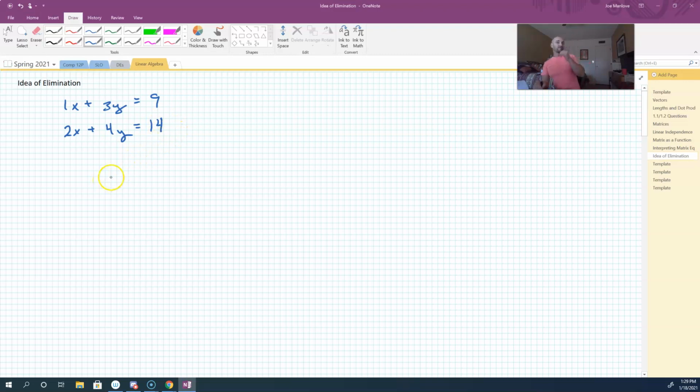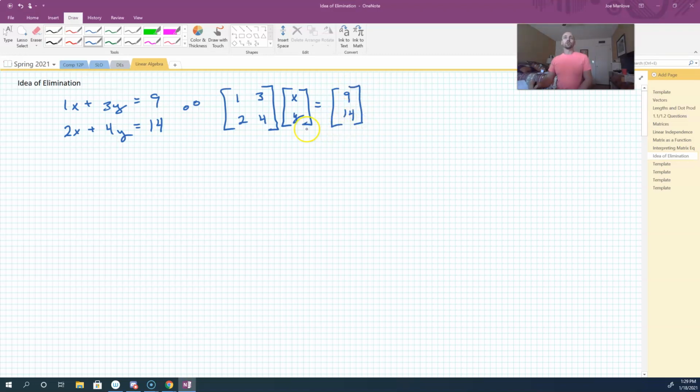Okay, so I think that we could consider this as a matrix equation, right? If I thought about this as a matrix equation, I would be thinking about the matrix 1, 3, 2, 4. That's the coefficients here, times the vector x, y, is equal to 9, 14. Cool with this?